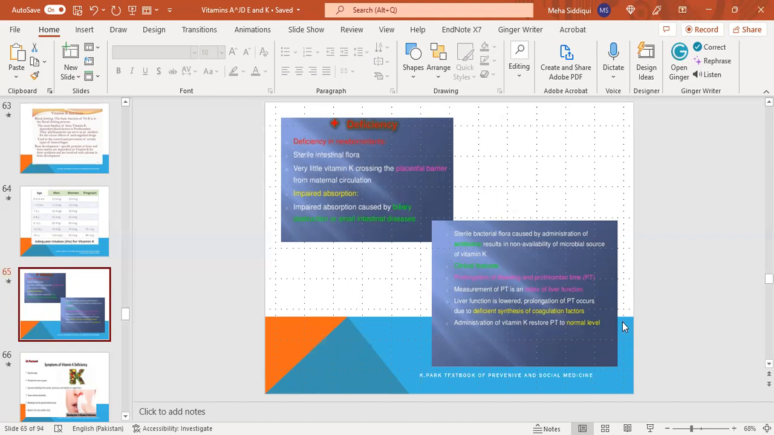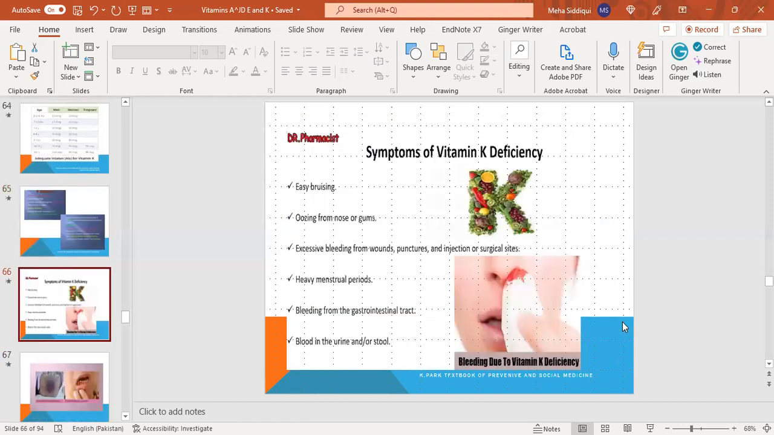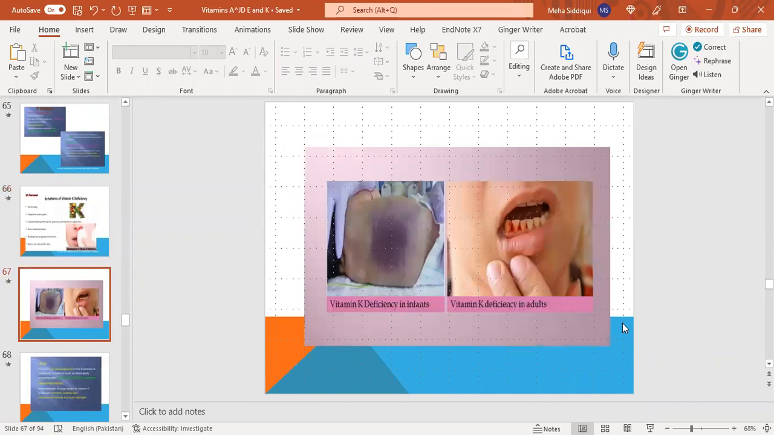Measurement of prothrombin time is an index of liver function. Liver function is lowered. Prolongation of PT occurs due to deficient synthesis of coagulation factors. So administration of vitamin K restores prothrombin time to normal level. Symptoms of vitamin K deficiency are easy bruising, oozing from nose or gums, excessive bleeding from wounds, punctures, injection or surgical sites, heavy menstrual period, bleeding from GIT, blood in the urine or stool.